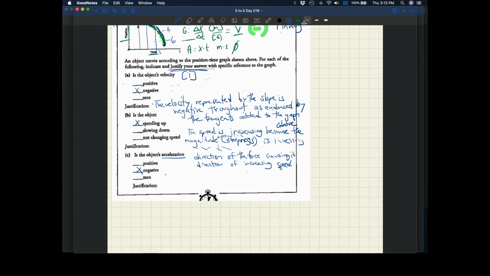And again, our justification: the acceleration is negative because the object is increasing speed in the negative direction, period. So again, we have our justifications. We get 3 points for the justifications. 3 correct answers earn us nothing.